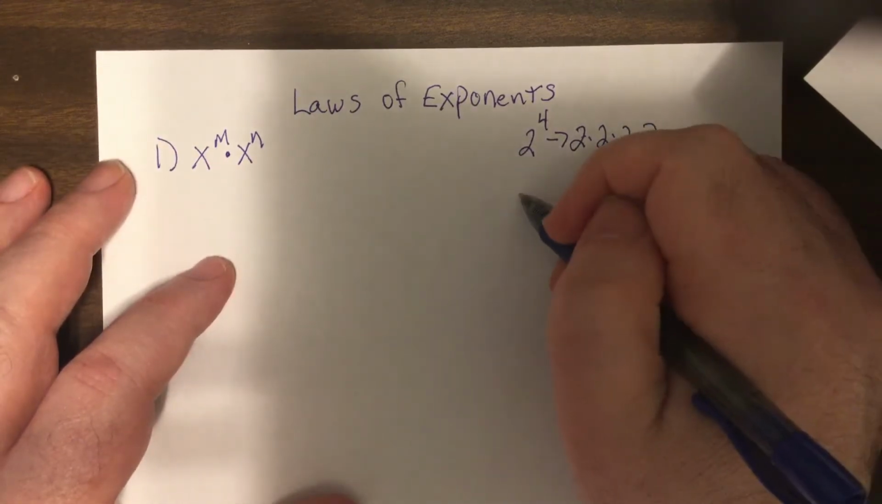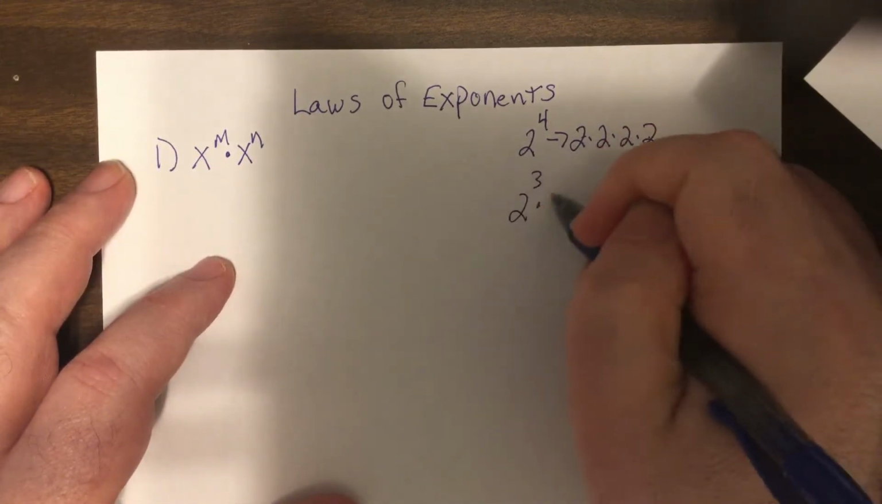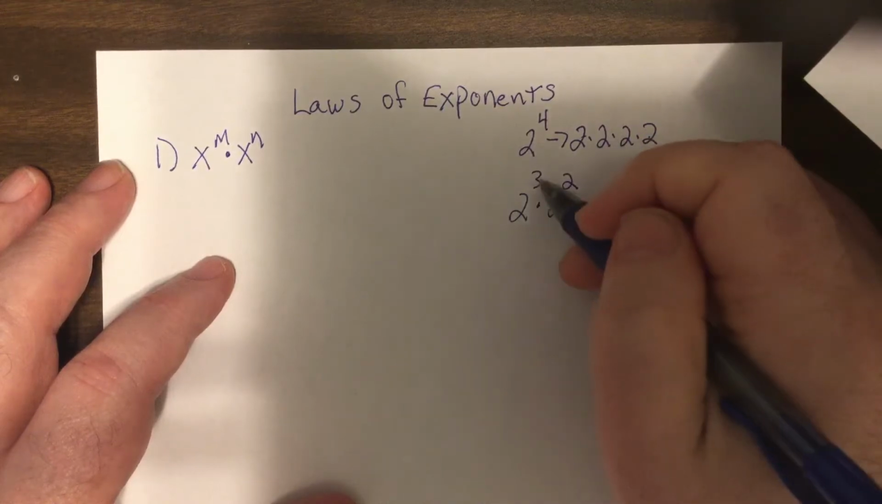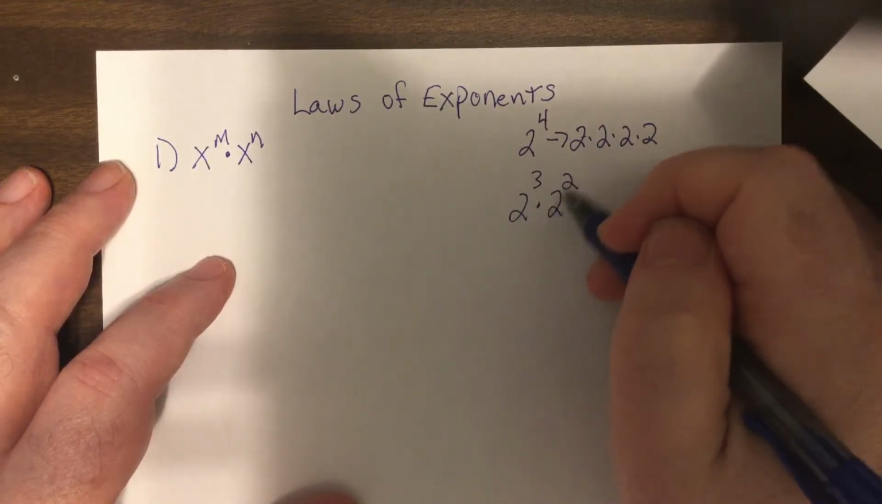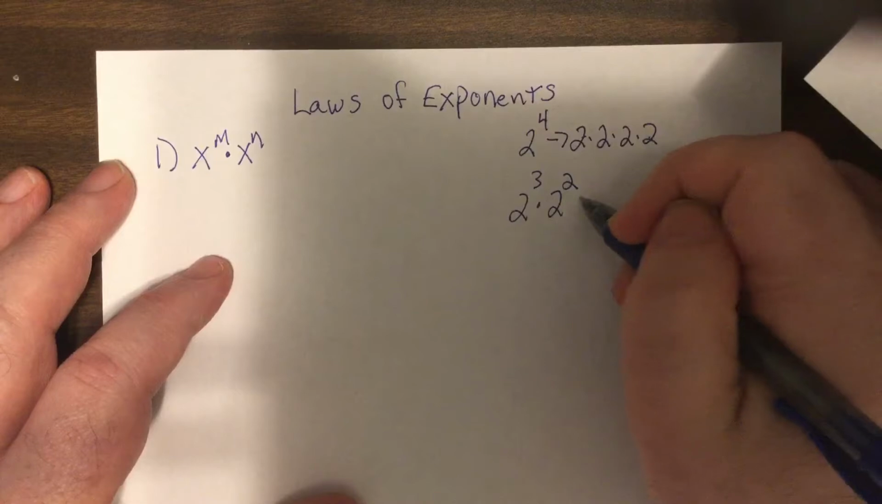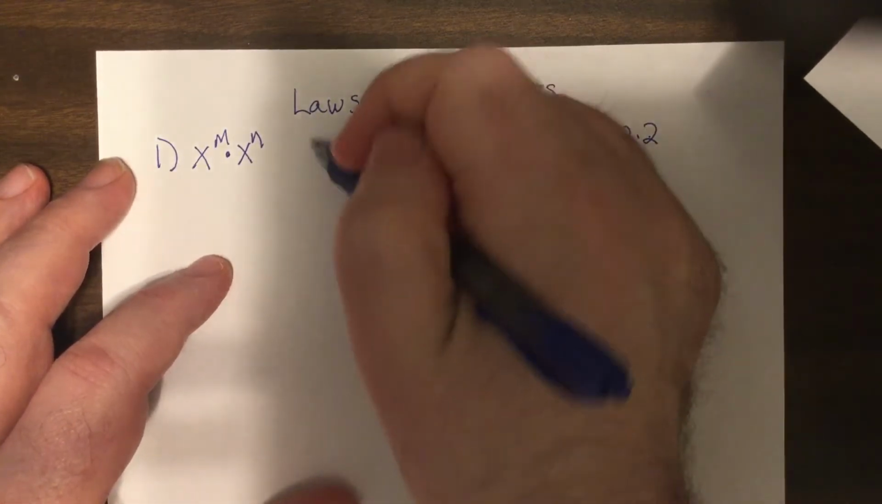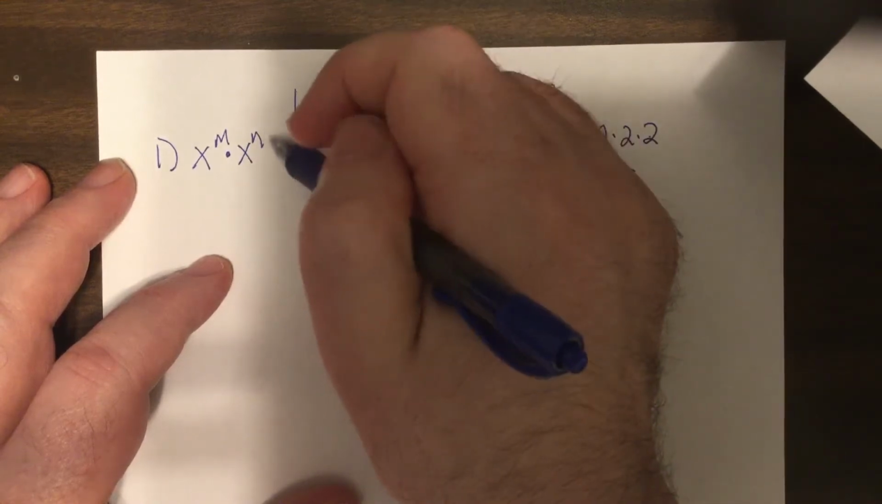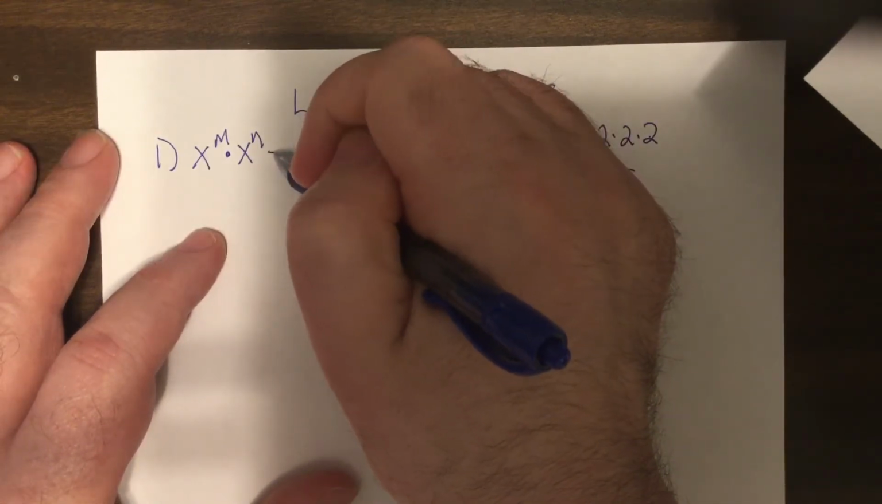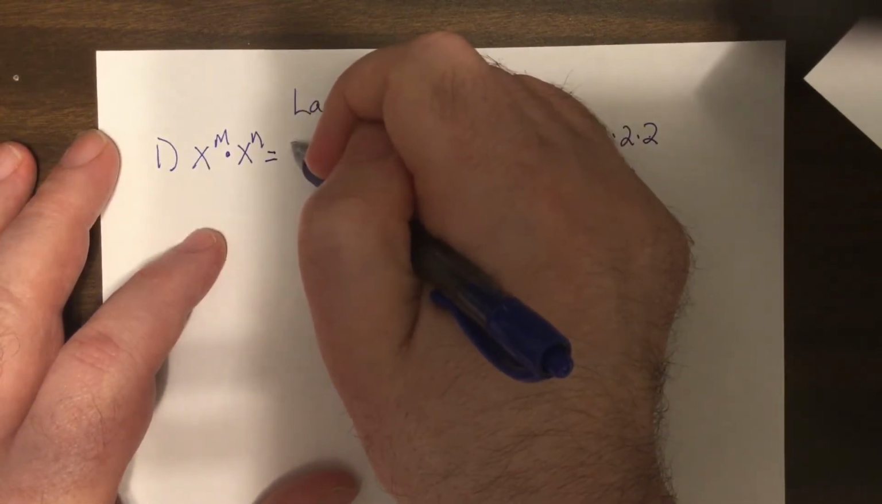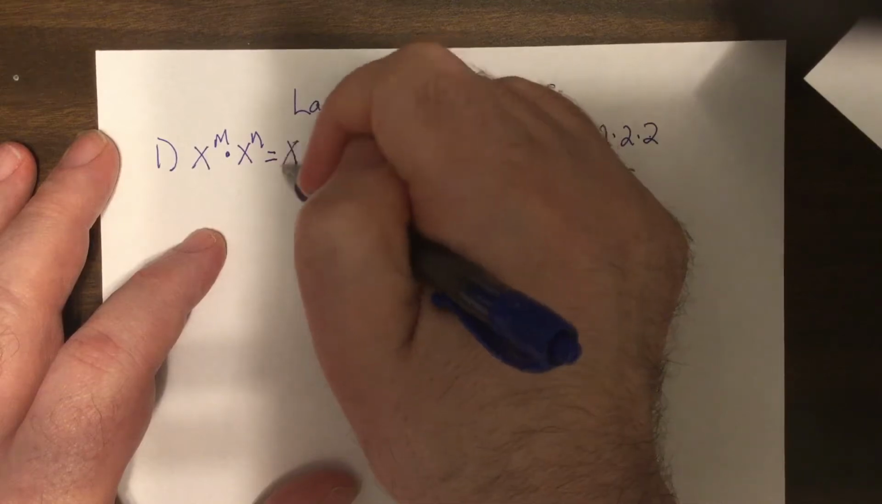So if I have 2 cubed times 2 squared, I have 3 of these. I'm multiplying 2 more 2's. So altogether I have 5 of them. And that's what the rule says. When you multiply two things, same base, you add the exponents.